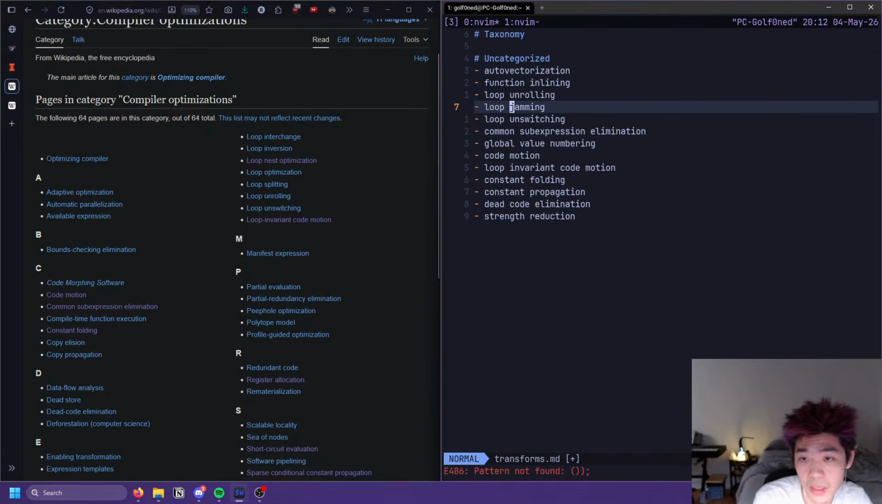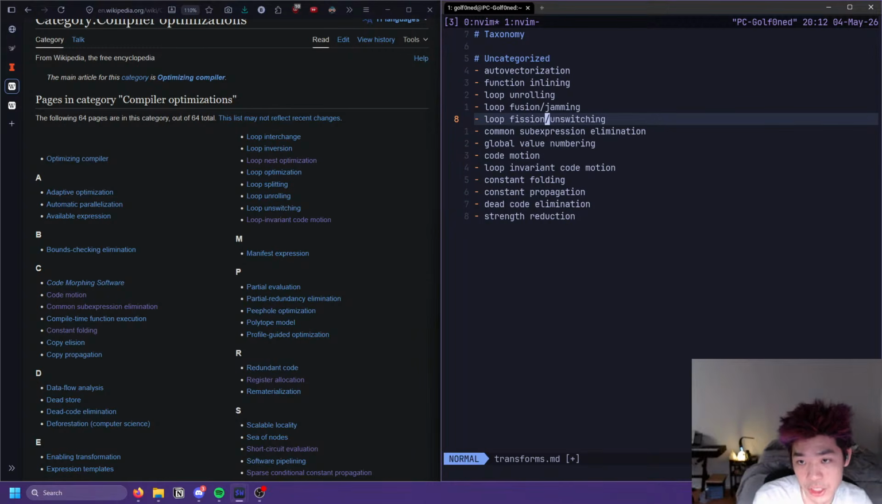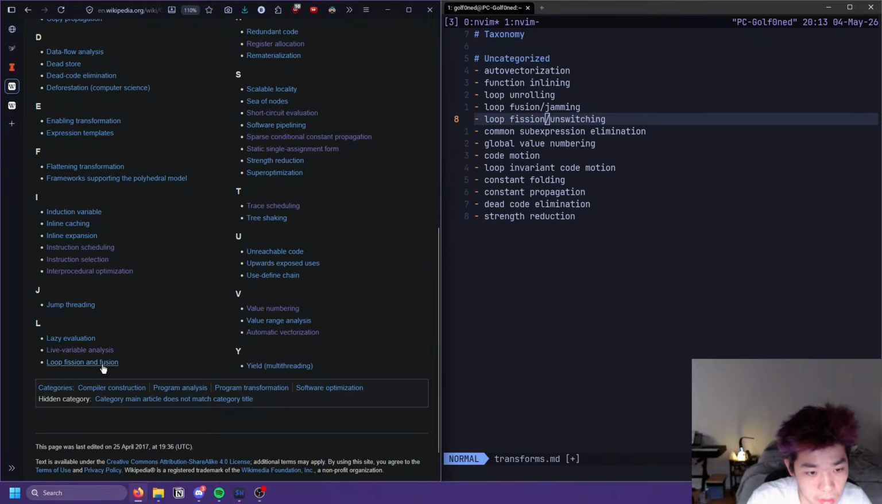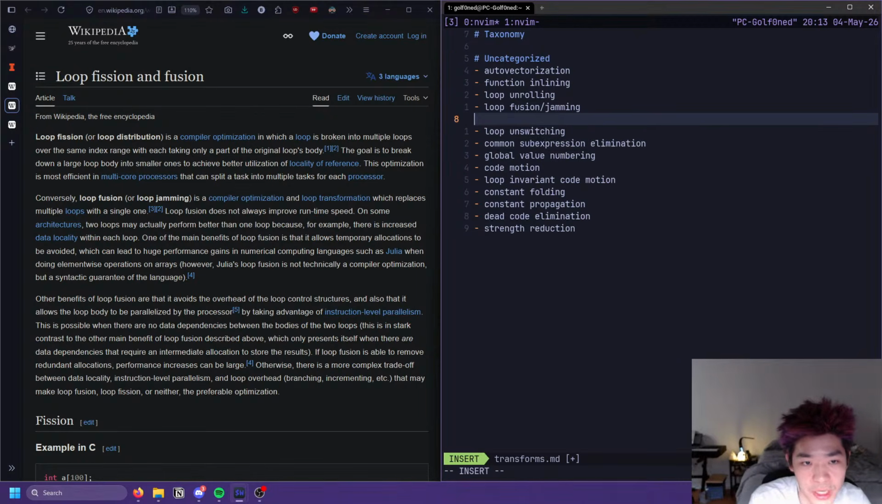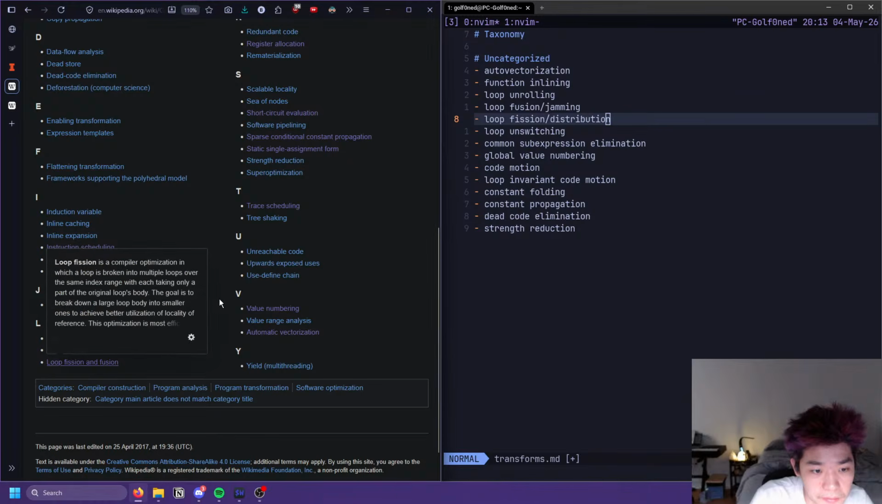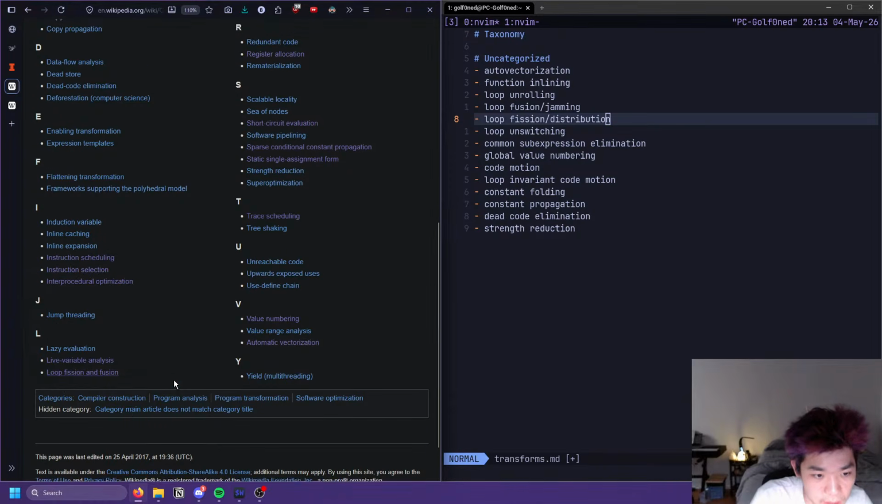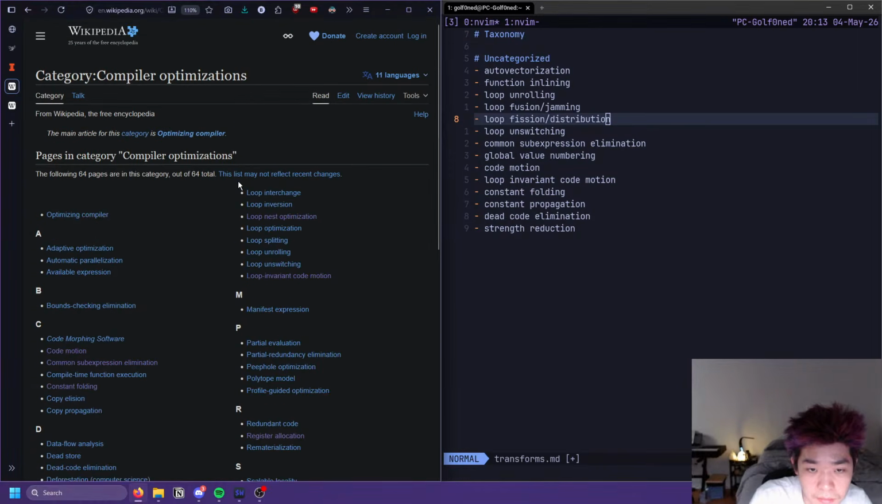Wait, real quick, fusion / jamming, fission / unswitching. Yeah, okay. Oh wait, no, these are distinct. Wait. Okay, we should add this here. Oh man, there's so much loop stuff. Wow. That's all so cool.